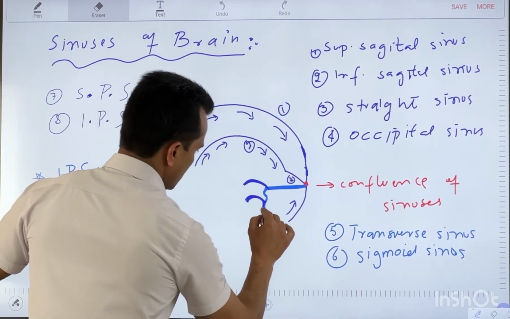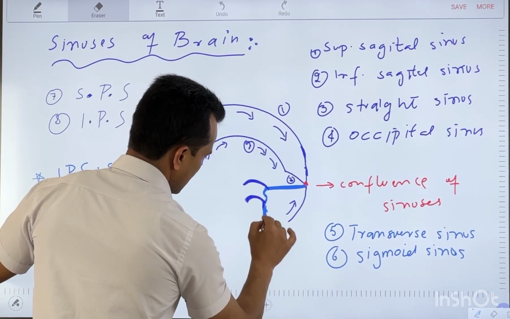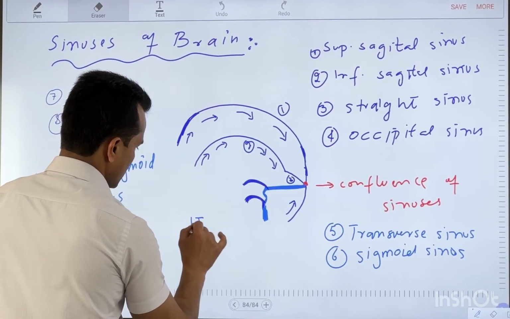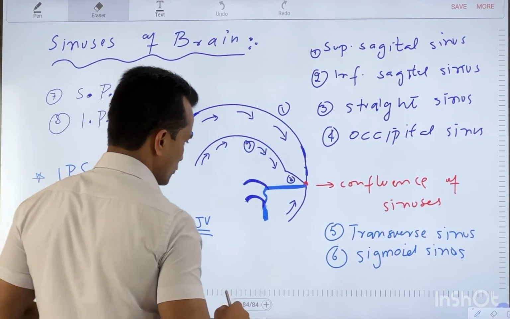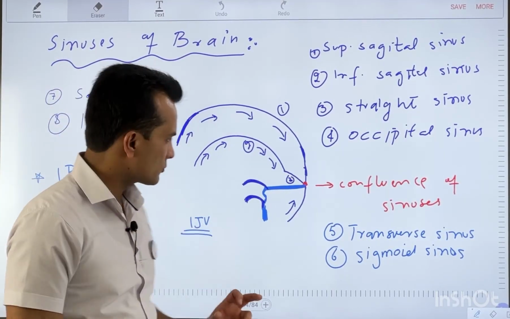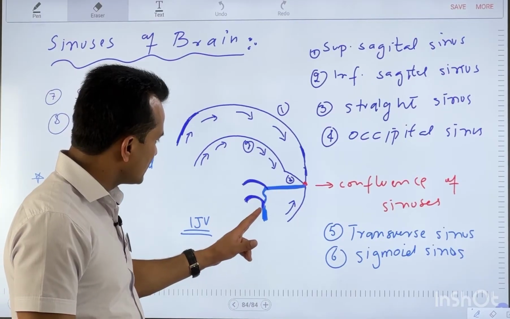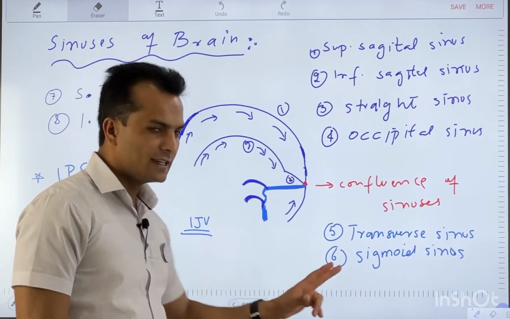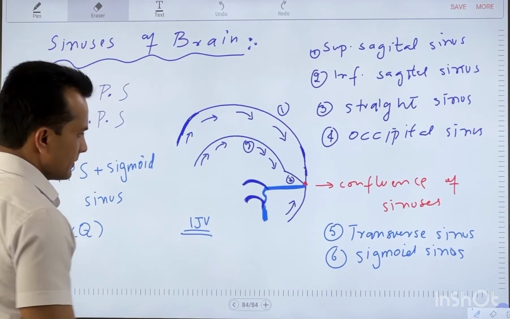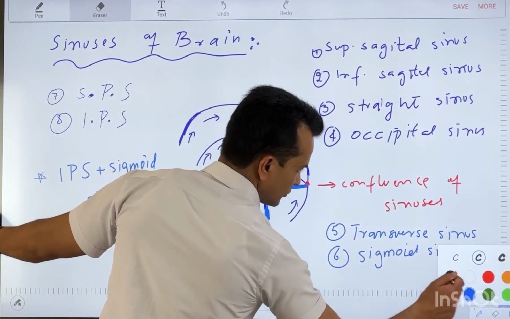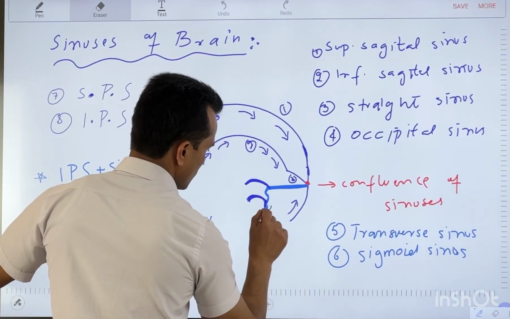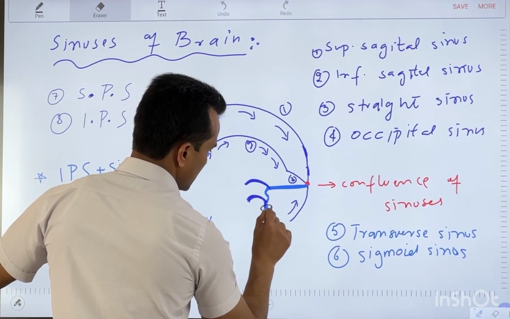So this is now the internal jugular vein here. You have two-sided internal jugular veins, and then you have the external jugular veins also. This internal jugular vein is leaving the skull with the help of the jugular foramen. So here we have the jugular foramen, the opening of the posterior cranial fossa.